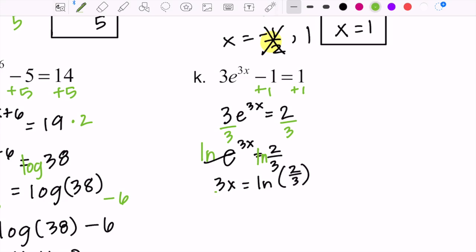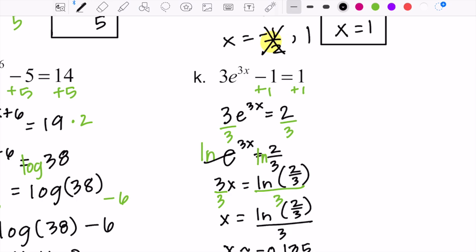And then again, am I done? No, because you're asked to solve for x. So you need to get the x by itself, or isolate the x. And then that is what it looks like in the exact form. And when you type that into your calculator, you get the approximation of negative 0.135.